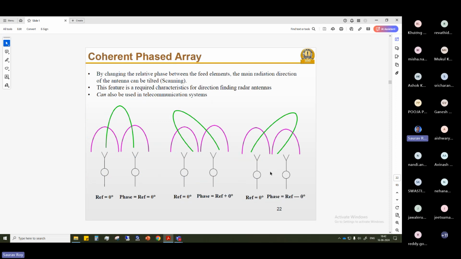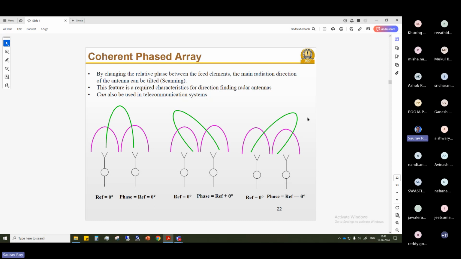So this picture just shows the different phased array combinations. One antenna is the reference, and another antenna has an extra additional phase. If you have 0 degree, obviously the beam will have a maximum, shown in green, and there will be some side lobes shown in magenta. If you have a theta reference, it will move in some direction. And if you give a minus theta, generally because of the symmetry of these two antennas, the beam will move to the other direction.